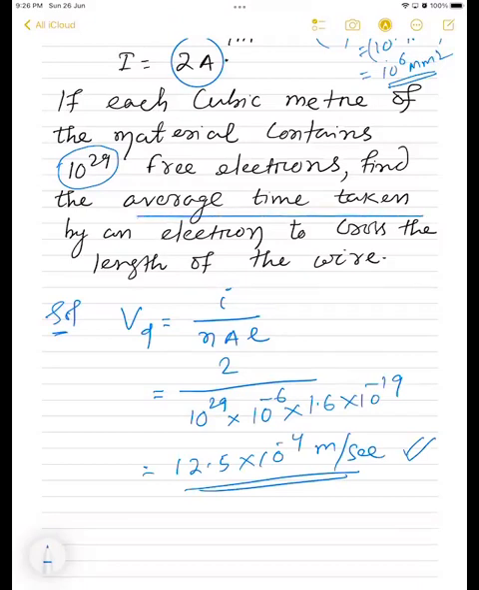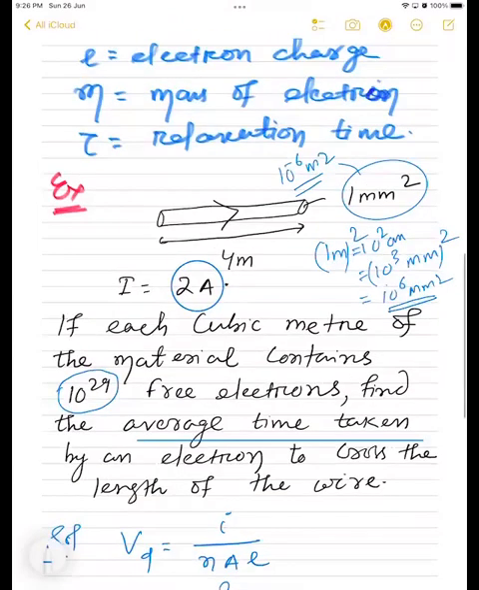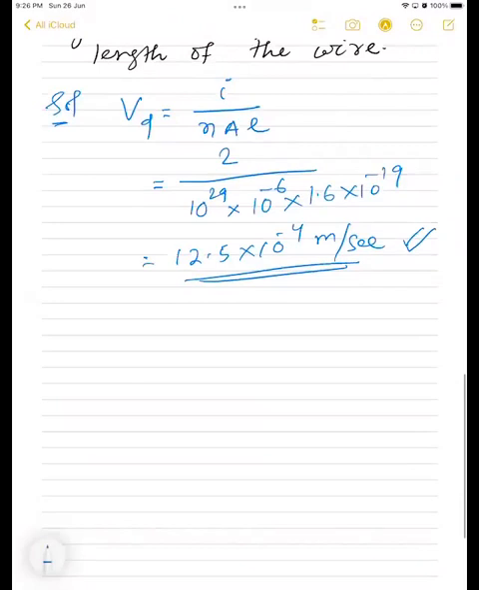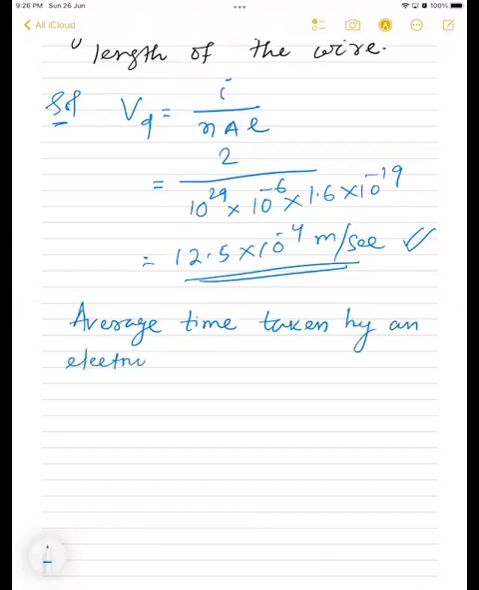Students, velocity you got. How much distance he has to cover? 4 meter. So velocity is equal to distance by time. Yes or no, students? So average time taken by an electron to cross the length of the wire.